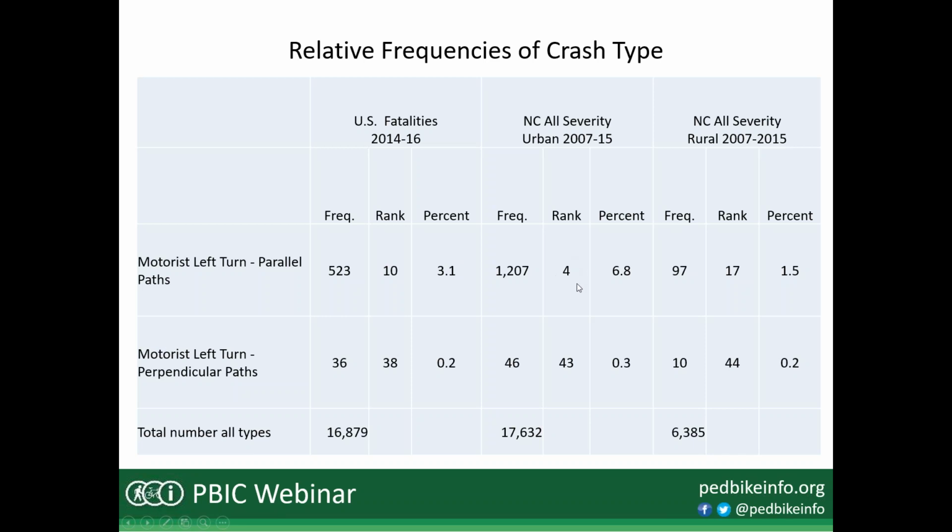So this gives us an idea that when you're looking at the frequency of this crash overall, and these are crashes that are reported by state reporting agencies, it's really a prevalent crash type. And we can see, even in rural areas, it ranks in the top third or so out of the total number of different crashes. So it's a frequent crash type.